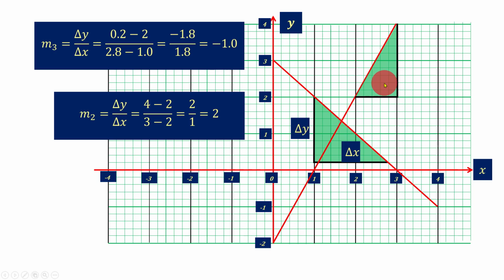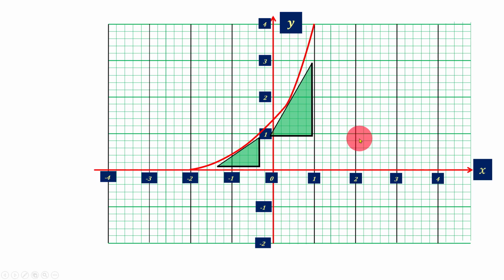Gradient can also be positive or negative. Now let's look at a graph which is now a curve. I've given this particular curve like this, whose gradient is increasing like that. And how do I tell that the gradient is increasing?